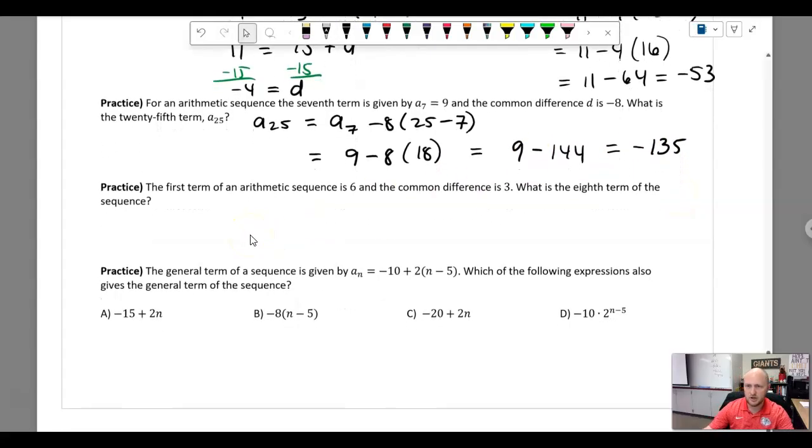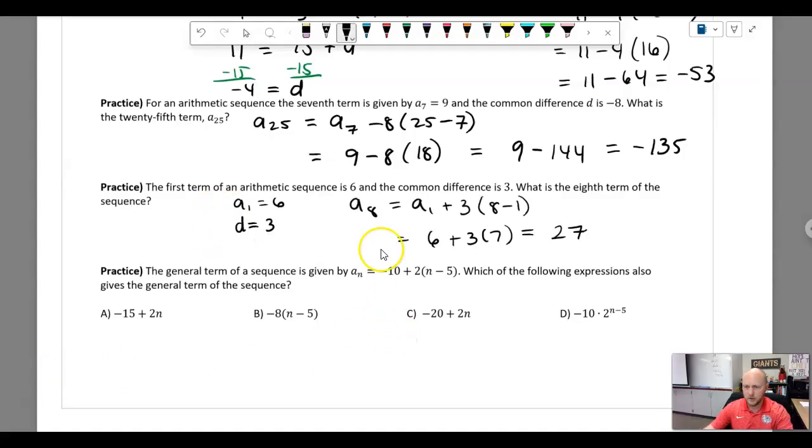Similar question here. Go ahead, try this example. Okay, they tell us the first term is 6, common difference is 3. What is the 8th term? Well, if I start with 6, I can go ahead and add 3 seven times, right? 8 minus the 1, and we get 27.